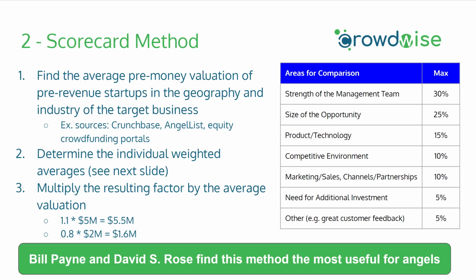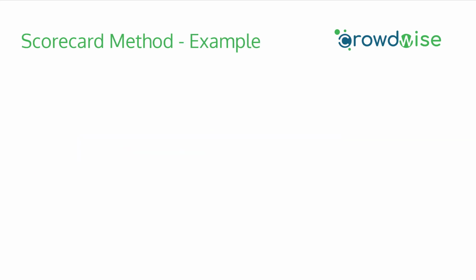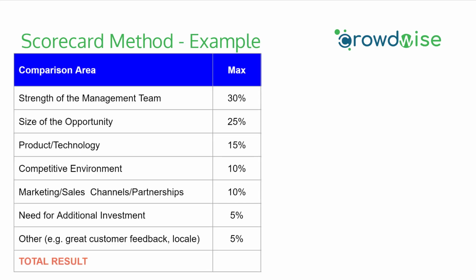Bill Payne and David S. Rose, author of the book Angel Investing, find this method the most useful for angels. In fact, it's so popular with Bill that sometimes it's referred to as the Bill Payne valuation method. Let's show a very quick example of the Scorecard method in action.